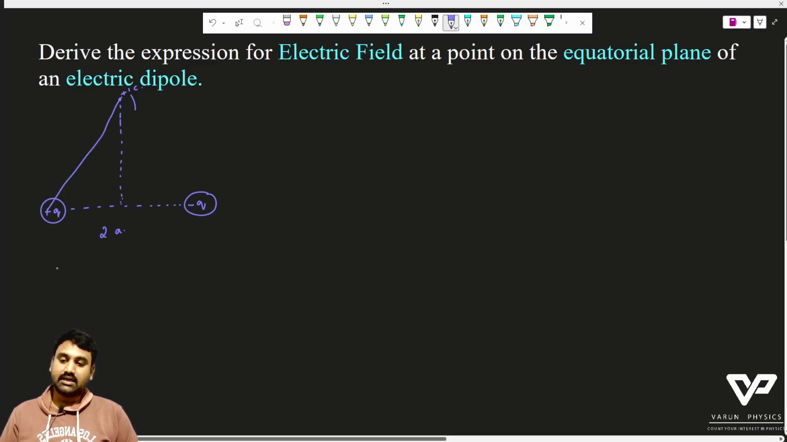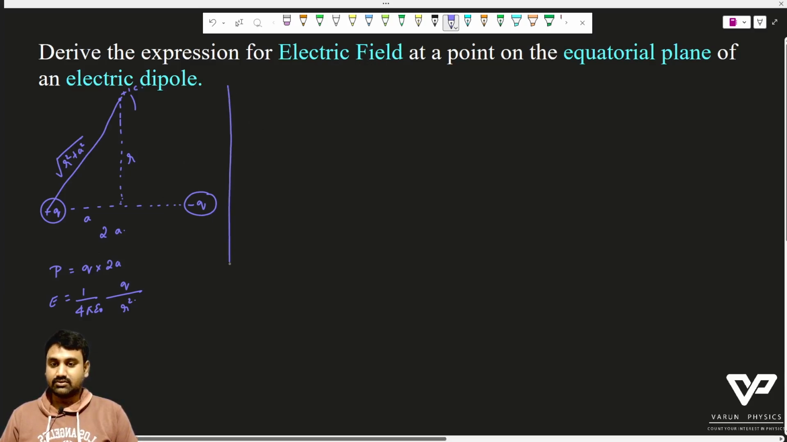Other basics are P is equal to Q into 2A, which we know, and electric field E is equal to 1 by 4 pi epsilon naught Q divided by R square. This is the distance we know. And another thing we should know is that if from here to here is 2a, then from here to here it is a, and if I am considering this is the r distance from the perpendicular bisector, using Pythagoras theorem this will become square root of r square plus a square. These are the few basics that we should know, and using these basics we'll start solving the question.